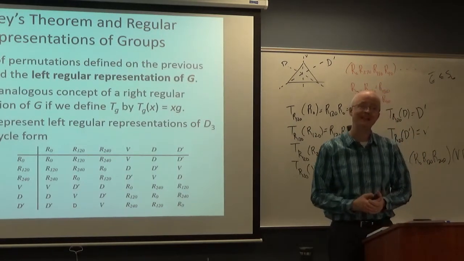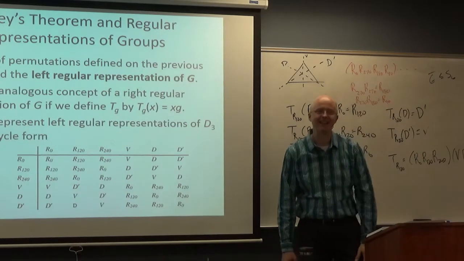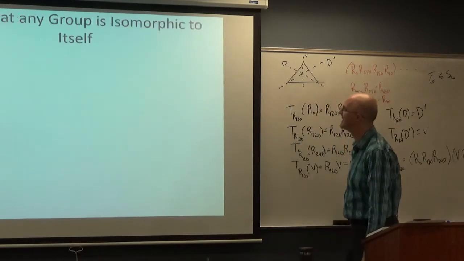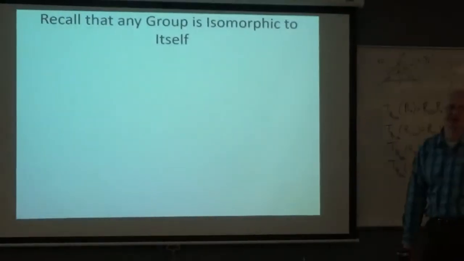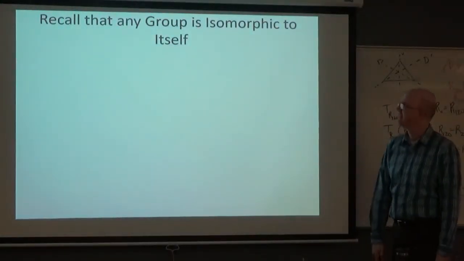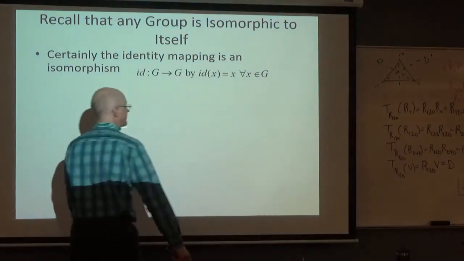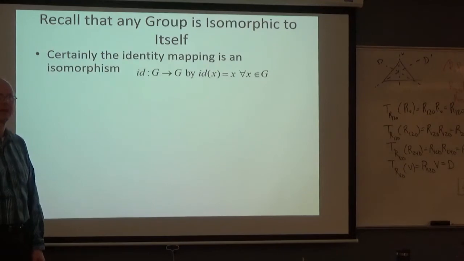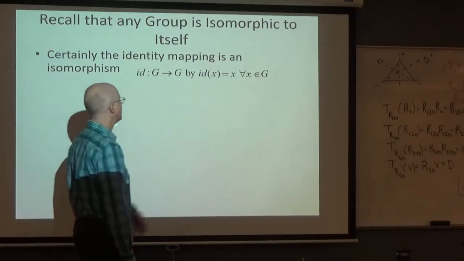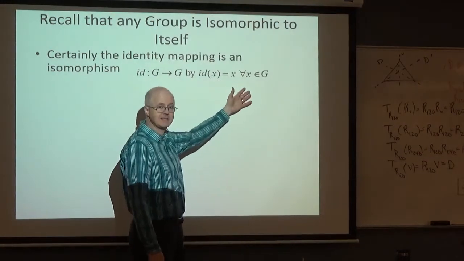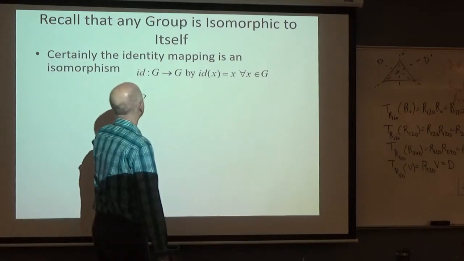All right, so we didn't even get to automorphisms and inner automorphisms in lecture A. So let's get there right now here in lecture B. First of all, recall that any group is isomorphic to itself. Certainly the identity mapping is an isomorphism. It's definitely one-to-one and onto, definitely operation preserving. ID of x times y would be x times y, which is ID of x times ID of y.